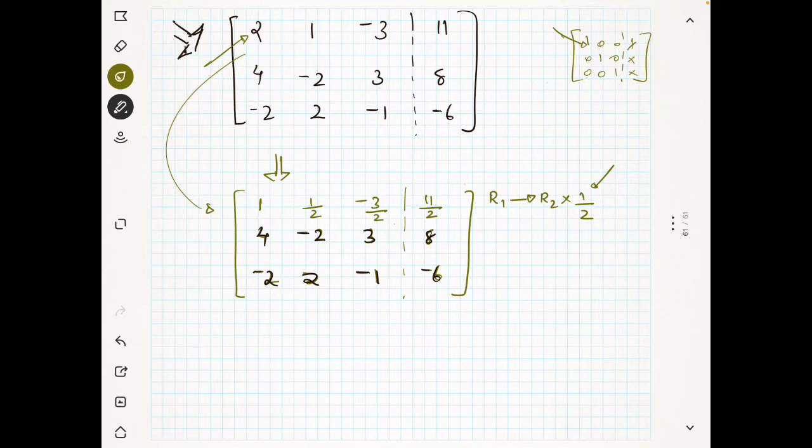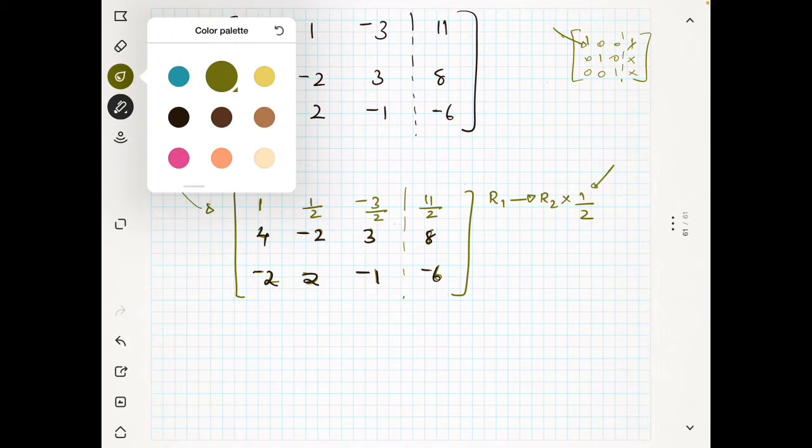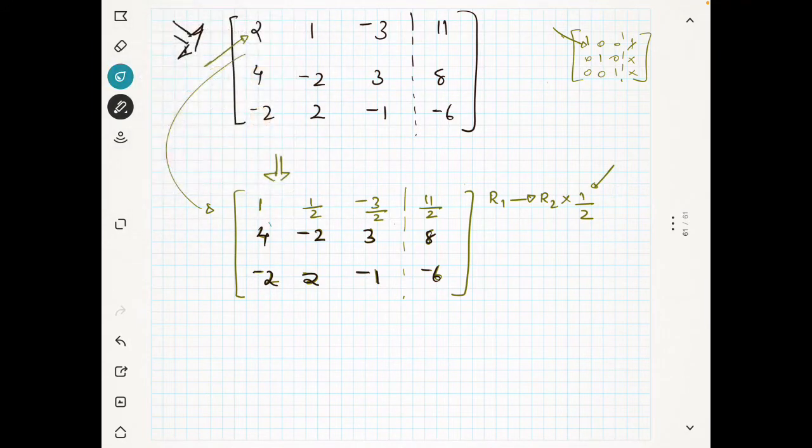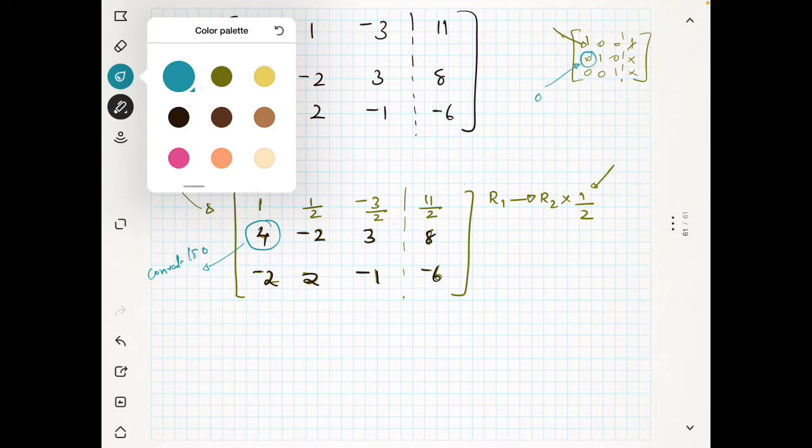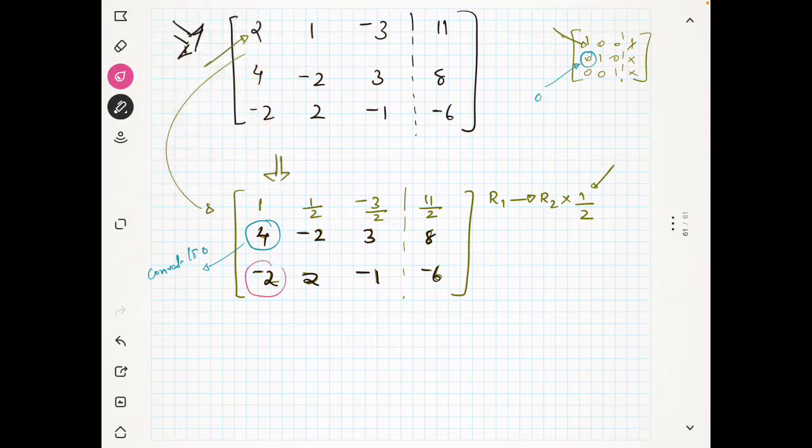Now I am going to change. You see here that I have a 4 here. I don't want 4. If I compare with the form, this is 0 basically. So I want to convert this into 0, and I have something else here. This also I want to convert to 0. So for that I will be writing again. I am going to write it.